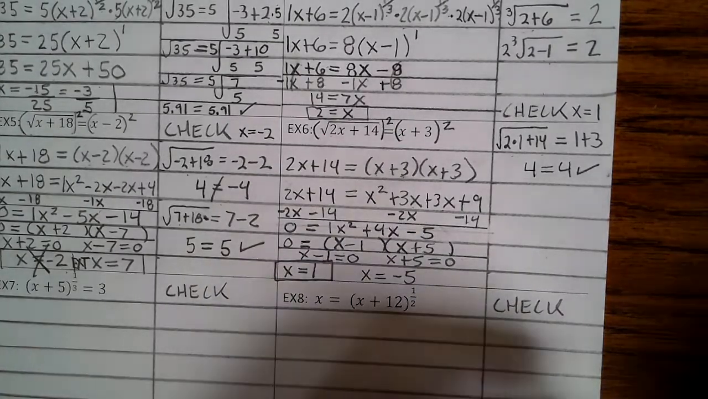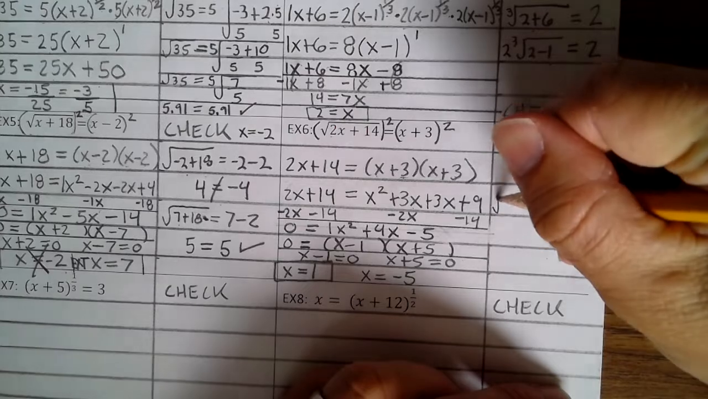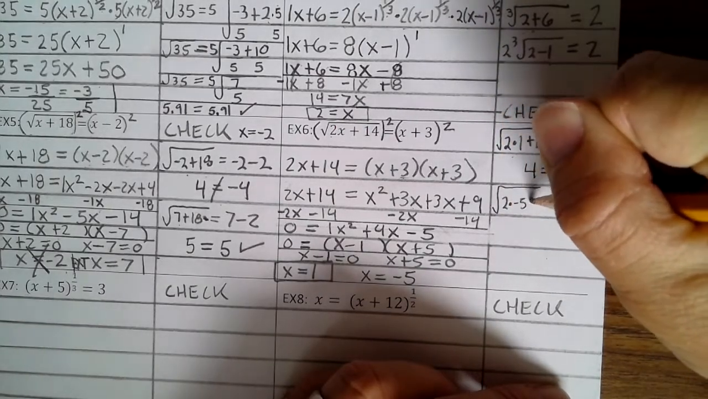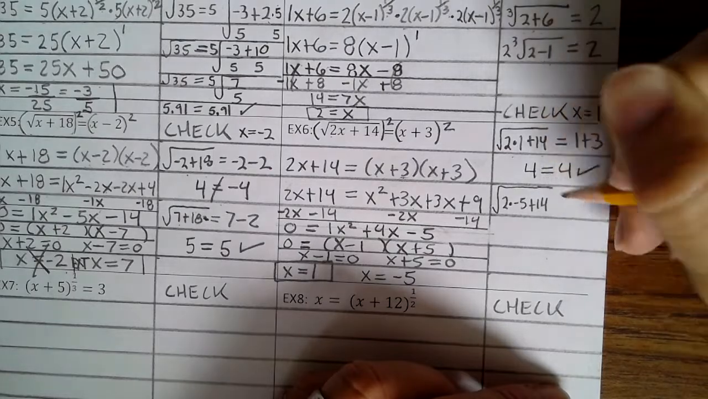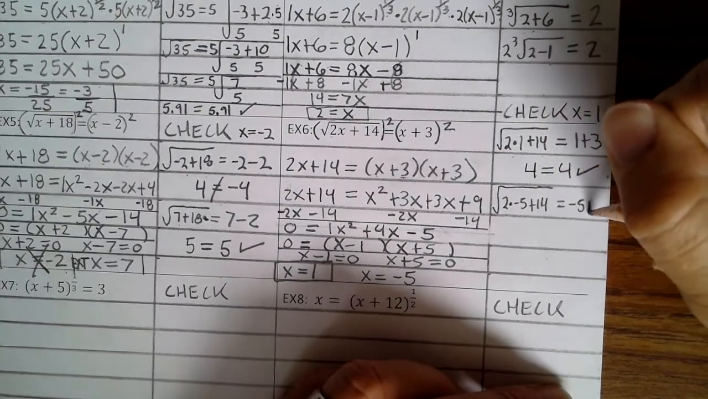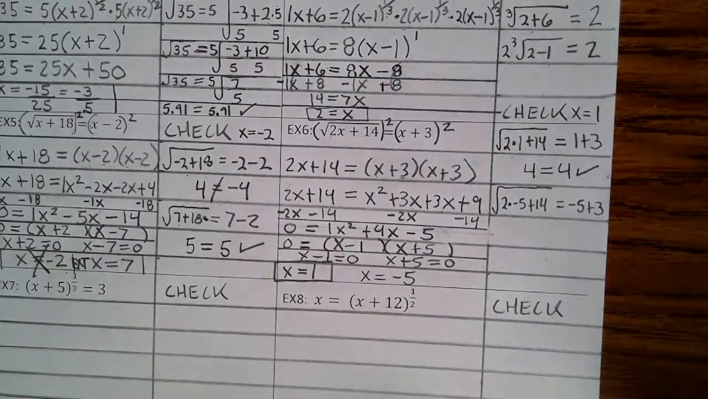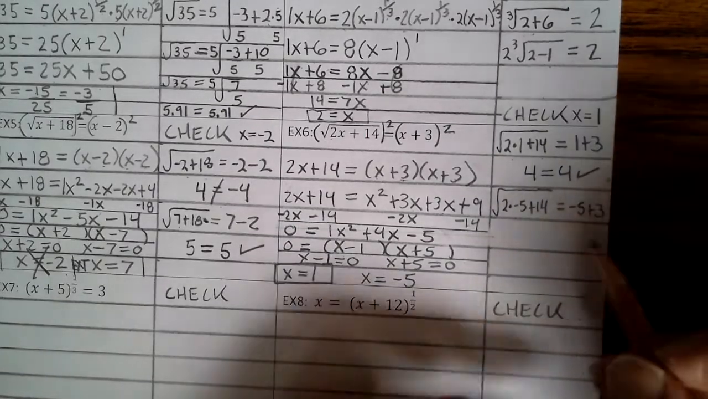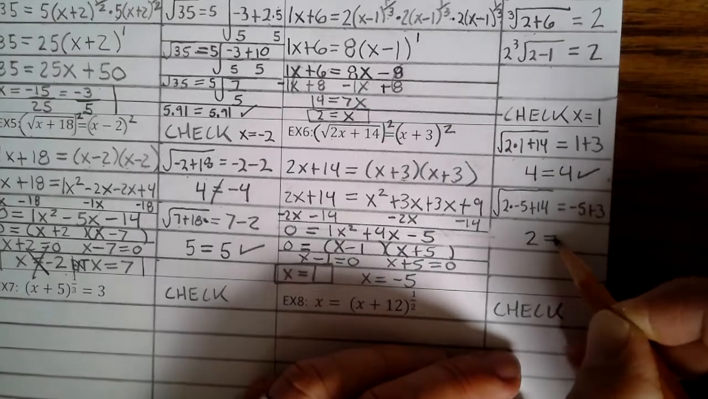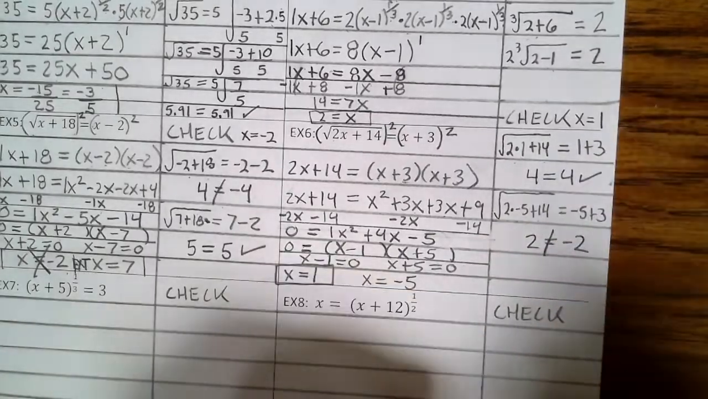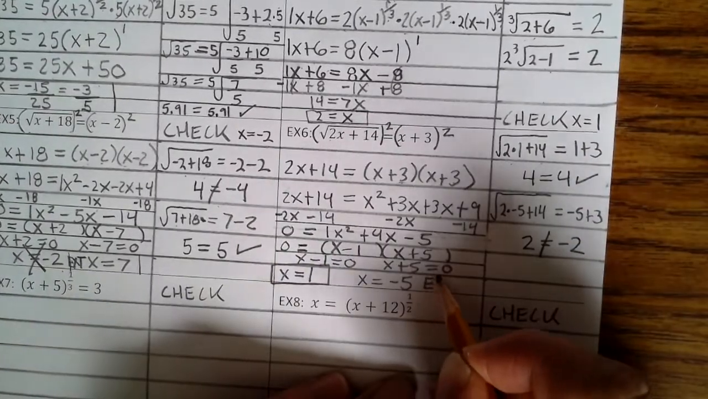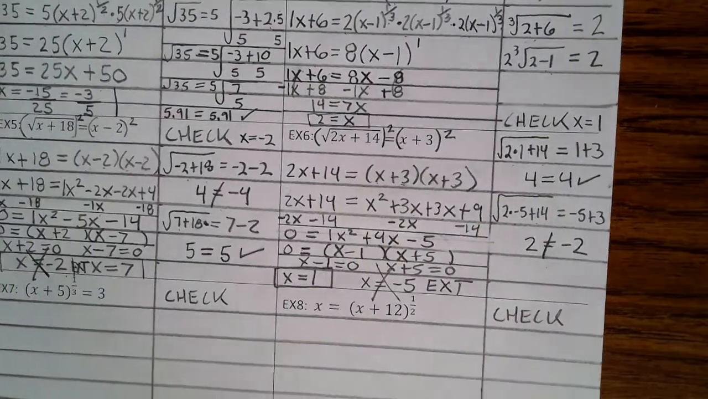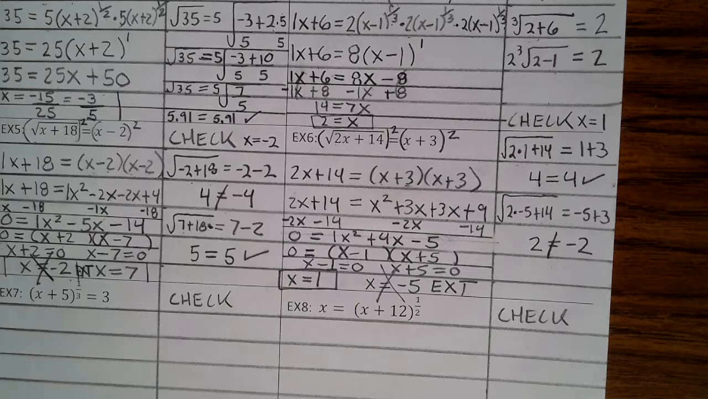Okay, so now let's check negative 5. So square root of 2 times negative 5 plus 14 equal to negative 5 plus 3. Okay, well, that's negative 10 plus 14 is 4. Square root of 4 is 2. 2 does not equal negative 2. So x equals negative 5 is an extraneous solution.